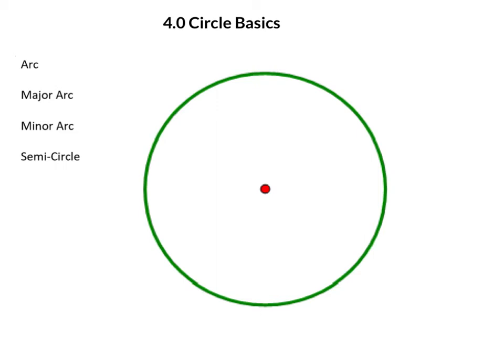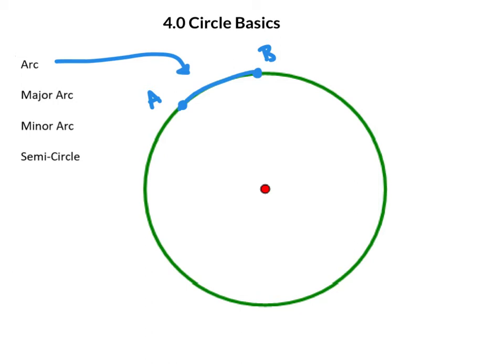You know what an arc is. I mean, it's that outer edge of that circle. It's that curved region there. This would be known as an arc. And in other words, it's a piece or a portion of the circle.